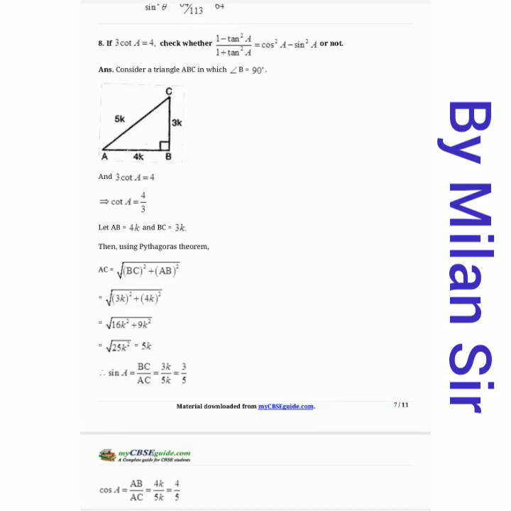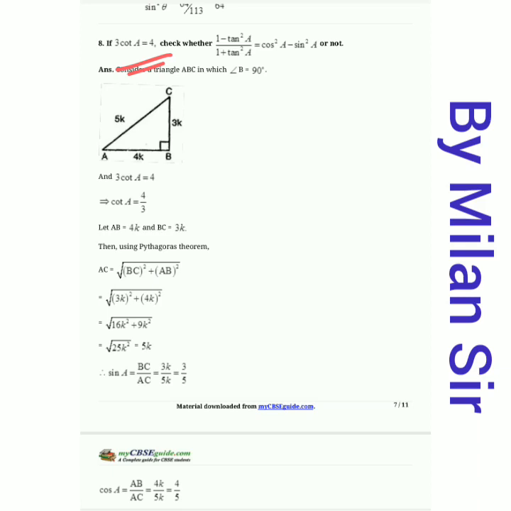Question number 8. If 3 cot A is equal to 4, then check whether (1 minus tan square A) upon (1 plus tan square A) is equal to cos square A minus sin square A or not. We need to check it. Okay, without using this value we can also prove this.